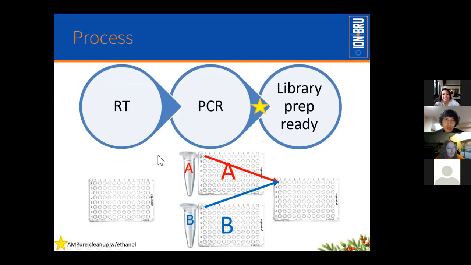So the process, you're doing your reverse transcription. You can do this in a plate. And then your PCR, you want to keep your A and B separate just to make sure there's no cross-contamination there. And then once you've done your PCR, there's an ampure cleanup. I'll get back to the ampure cleanups in a minute because there's one thing you really need to remember for that. And then you've got your DNA ready to start your library, your amplicons.